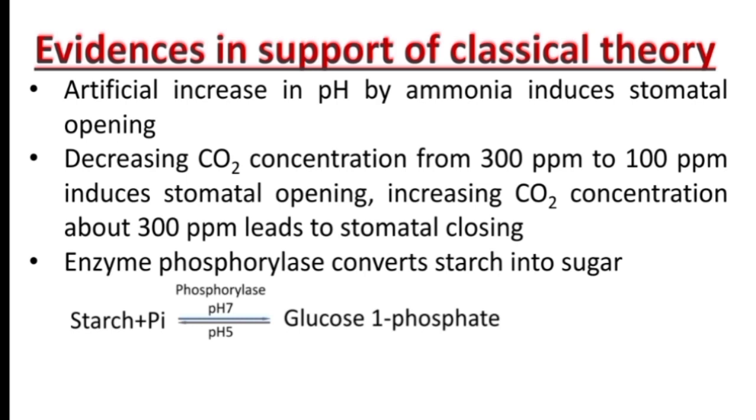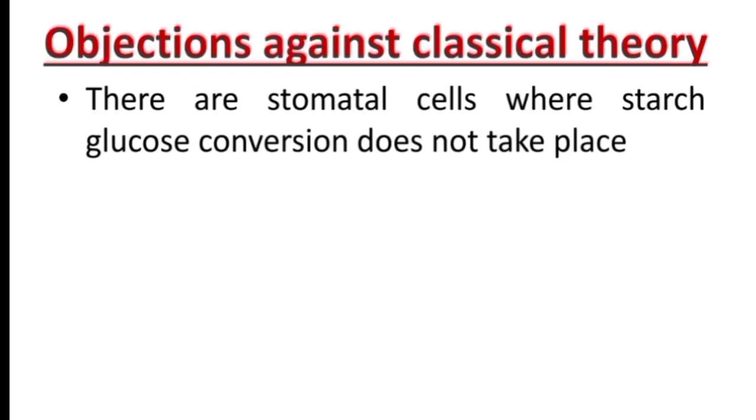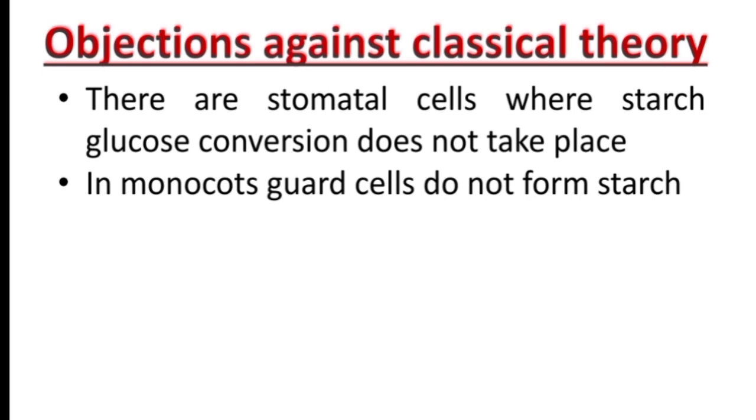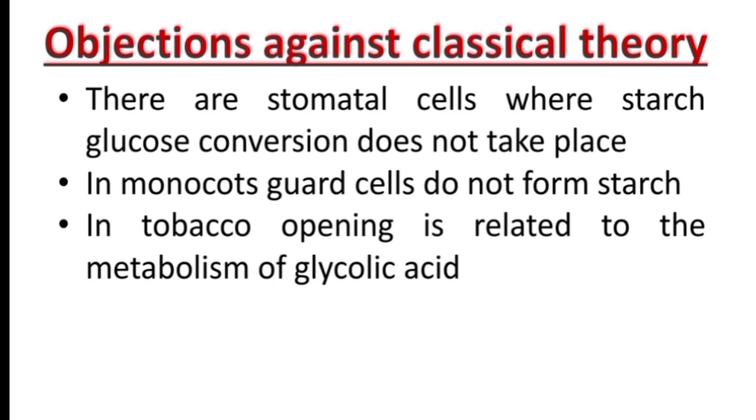But there are still some objections against the classical theory. First of all, classical theory is based on the starch-sugar conversion, though there are several plants in which this starch-sugar conversion doesn't take place at all. Secondly, in monocots, guard cells do not form starch. Third, that is specific to tobacco plant. In tobacco, the opening of stomata is actually related to the metabolism of glycolic acid and not that of sugars.